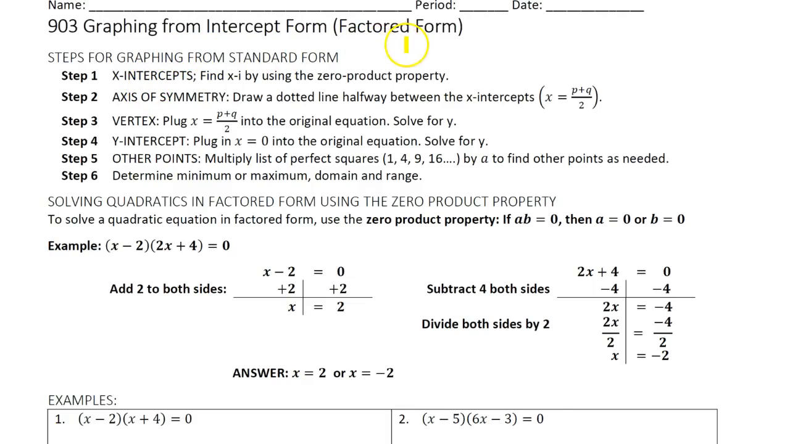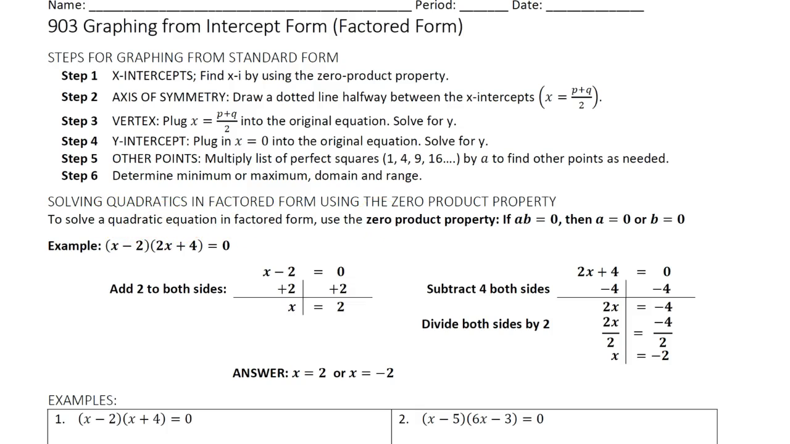Graphing quadratics from factored form. Factored form is called intercept form because we begin by finding the x-intercepts and then proceed to find the axis of symmetry, the vertex, and other points. Before beginning, you need to understand the zero product property.